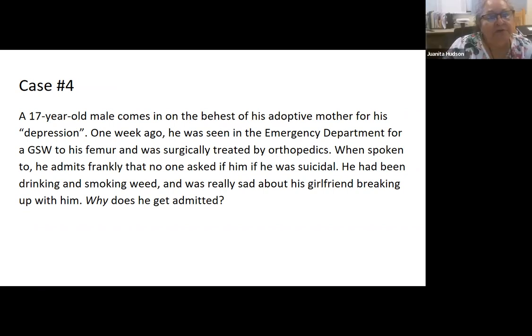A 17-year-old male comes in on the behest of his adoptive mother for his depression. One week ago, he was seen in the emergency department for a GSW to his femur and was surgically treated by orthopedics. When spoken to, he admits frankly that no one asked him if he was suicidal. He had been drinking and smoking weed and was really sad about his girlfriend breaking up with him. Why does he get admitted?